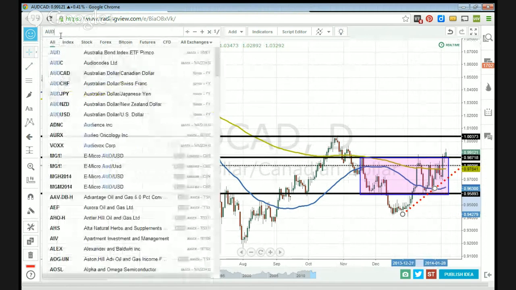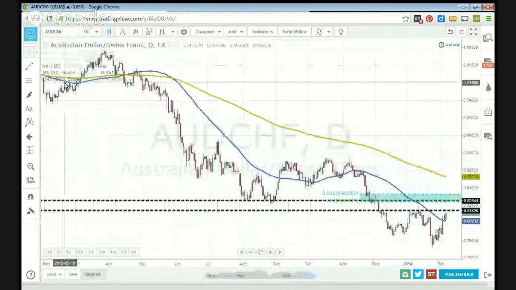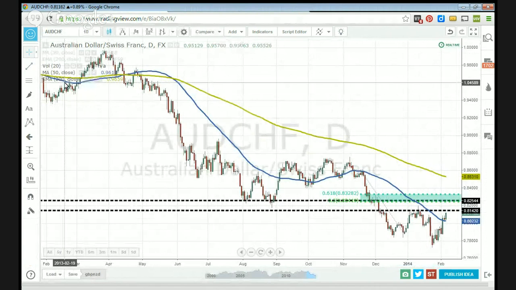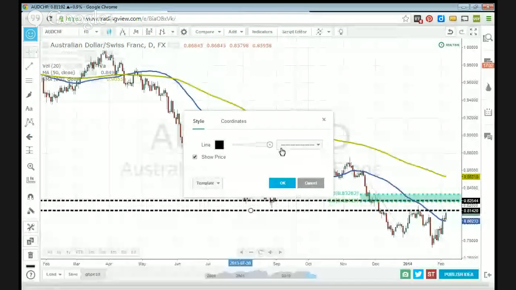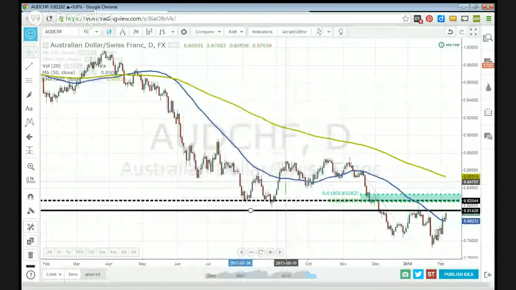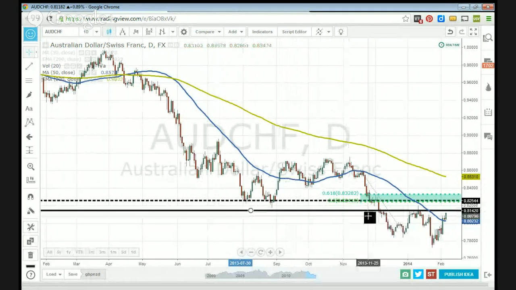Aussie Swiss. Okay, getting closer. We are now really close. 81.42 I think would be a really nice level to short at. I'm going to make this black or a solid line. Yeah, this would be a really nice level to short at, 81.42. I will keep that in mind.